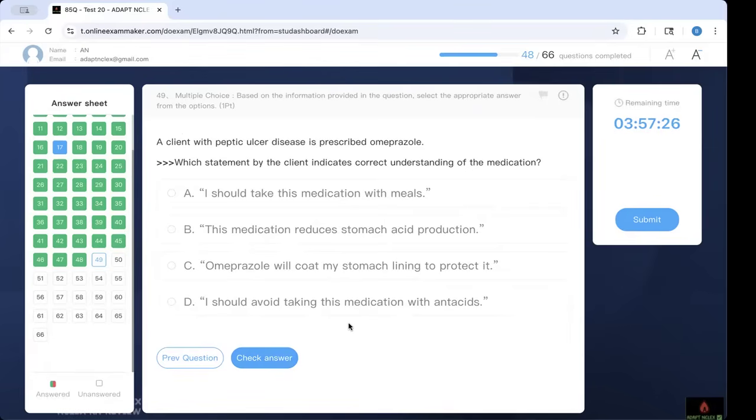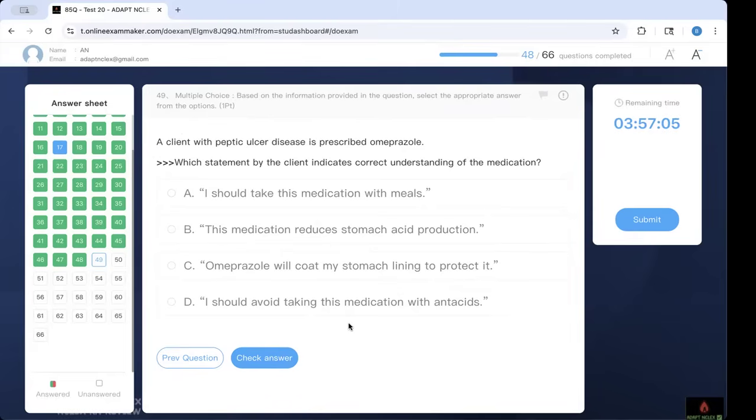A client with peptic ulcer disease is prescribed omeprazole. Which statement by the client indicates correct understanding of the medication? I should take this medication with meals. This medication reduces stomach acid production. Omeprazole will coat my stomach lining to protect it. I should avoid taking this medication with antacids. What is the function of omeprazole?